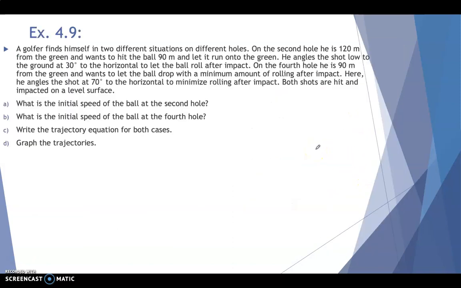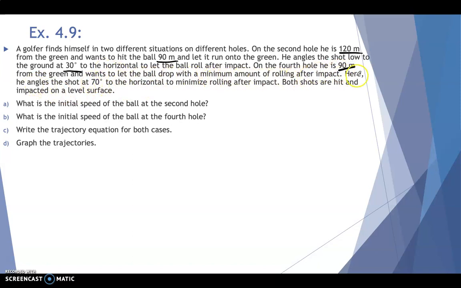All right, let's put this to use with another example. Example 4.9: we have a golfer in two different situations on different holes. On the second hole, he is 120 meters from the green and wants to hit the ball 90 meters and let it run onto the green. He angles the shot low to the ground at 30 degrees to the horizontal to let the ball roll after impact.